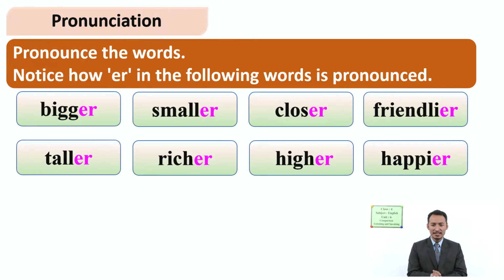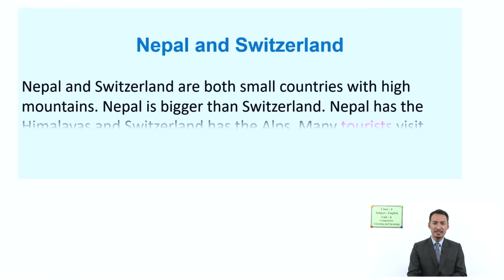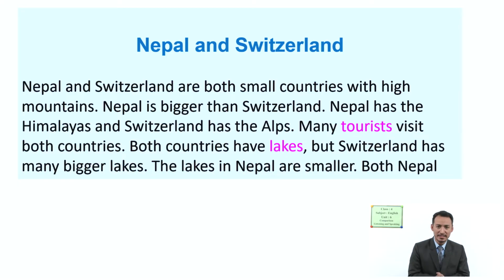Okay, students. So these are the words with ER. At the end of the words, we have ER. Yes, you can see the pink letters here. Okay, so we pronounce them as bigger, smaller, closer, friendlier, taller. So we add ER, okay, students? For ER, what is the sound? Yes, you're right. Okay, now let's see the text for comparison between Nepal and Switzerland, okay?